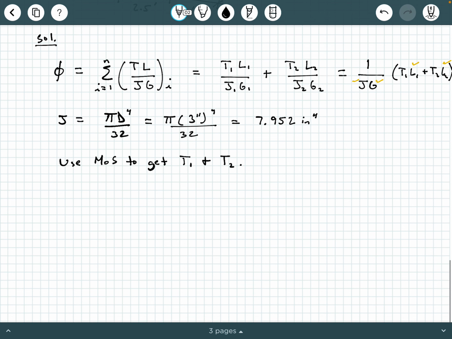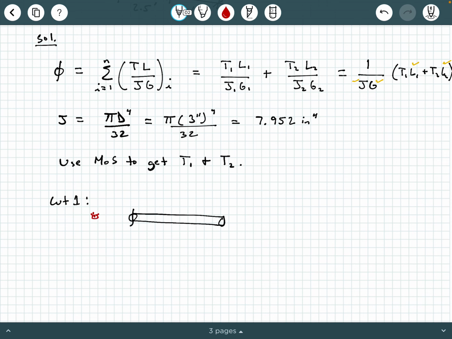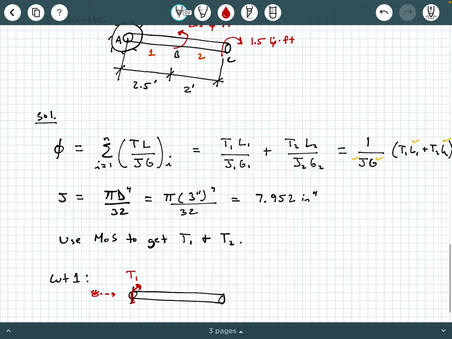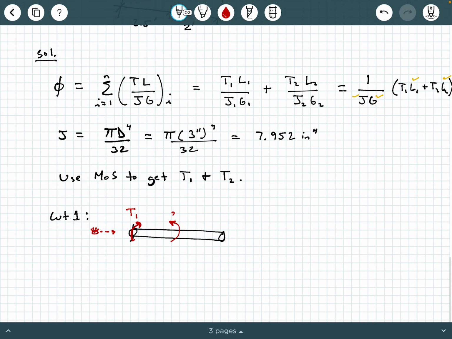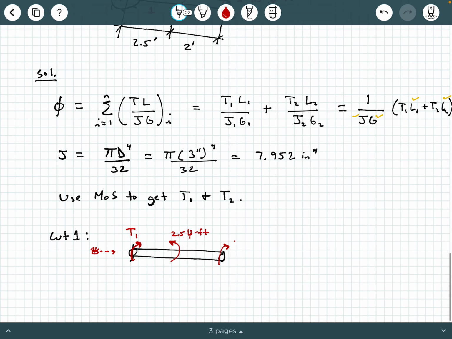So I'm going to say cut 1, and I've got that shaft there. I'm going to put an eyeball here, and for this application, we're always going to look inside of the cut. So I'm going to put T1 there, and then I've got the 2.5 kip-feet at B, and then in the other direction, I've got 1.5 kip-feet.